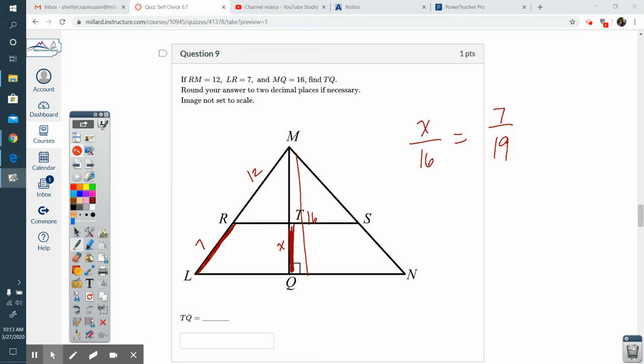Multiply 16 times 7, divide by 19, and you get 5.89. That is TQ, to 2 decimal places.